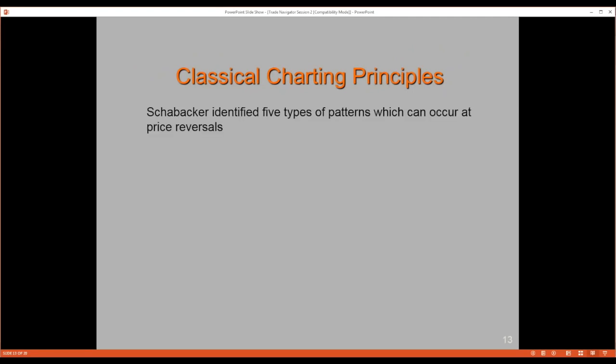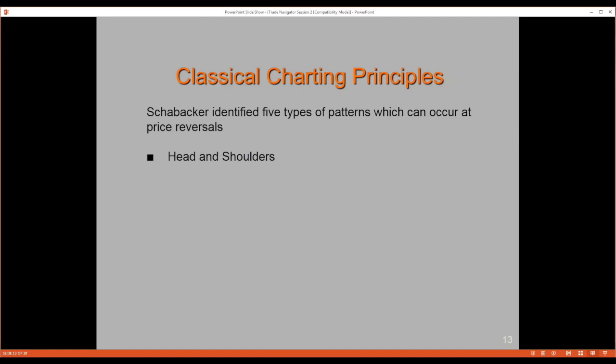Schabacker identified 5 types of patterns which occur at price reversals. I'm going to the textbook here, but I want to identify the 5 patterns that Schabacker says are patterns where we can have market reversals. The rest of the patterns are continuation patterns, and at times can be reversal patterns, but those are the gross exceptions.